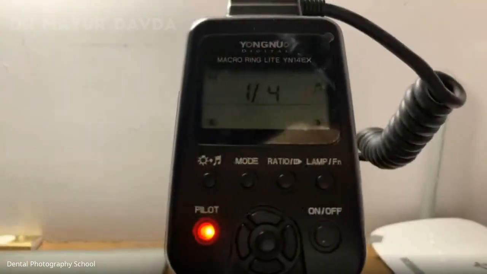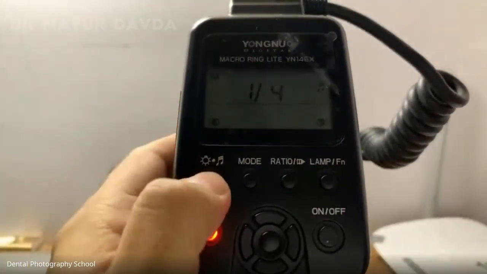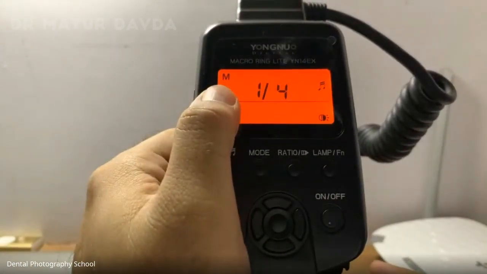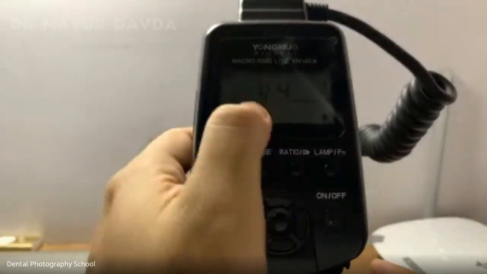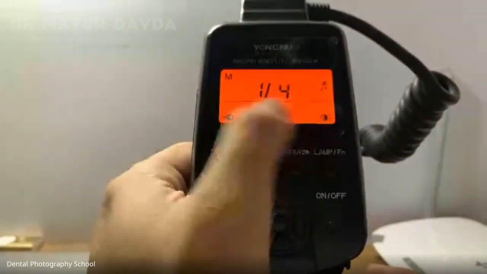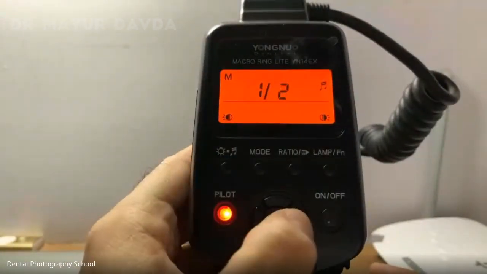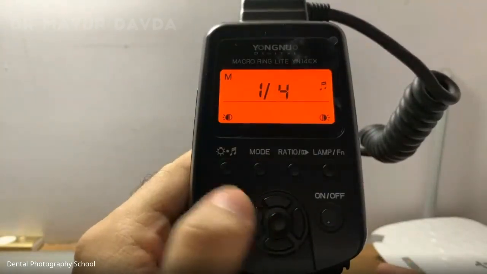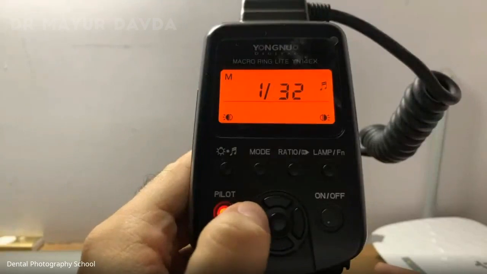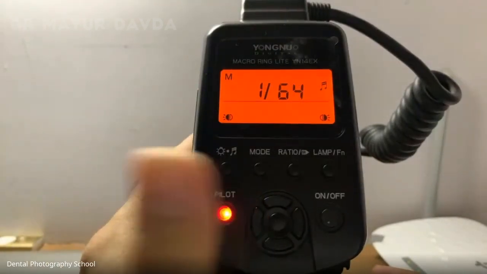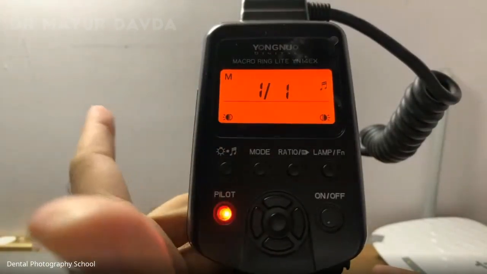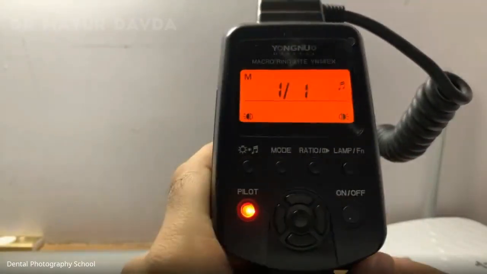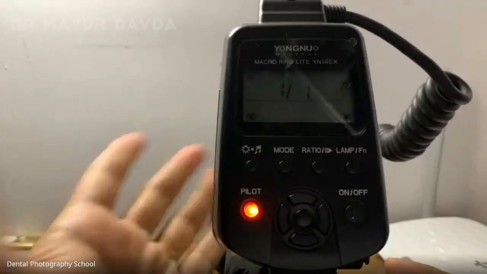So what are the flash settings that are important for us? All you have to understand is your flash has to be on manual mode. And what you see over here is the ratio, that's the power. Okay, so I can go to 1 by 1, that's full power. I can go to 1 by 2, that's half power, quarter, 1 by 8, 1 by 16, 1 by 32, and 1 by 64. If I press it once again, it'll become full power like this. Okay, so this is the most important thing to take care of in a ring flash. Not really that complicated.